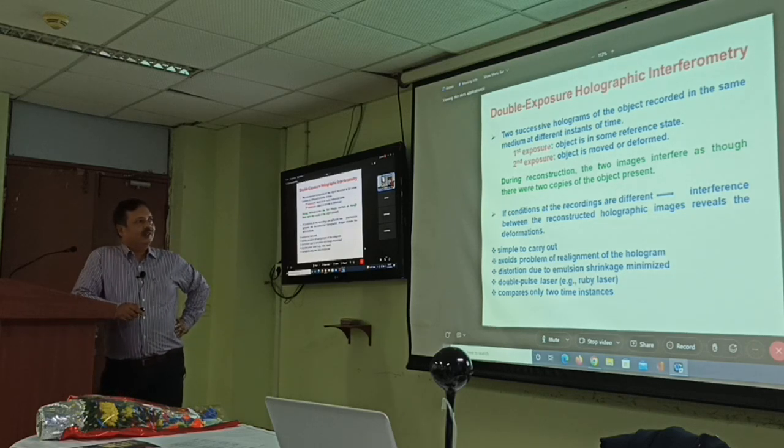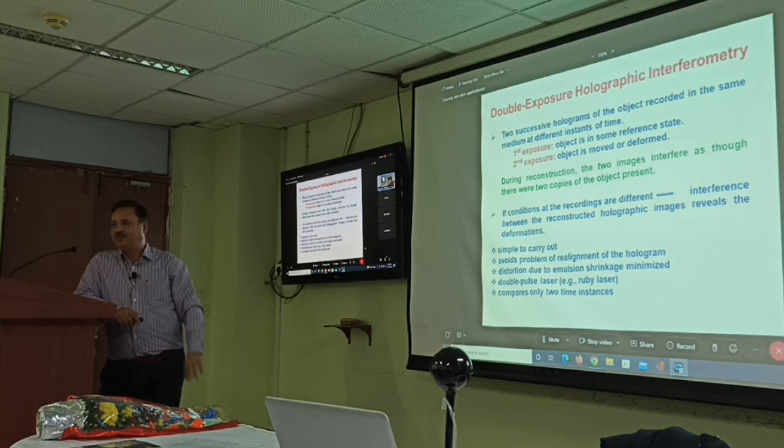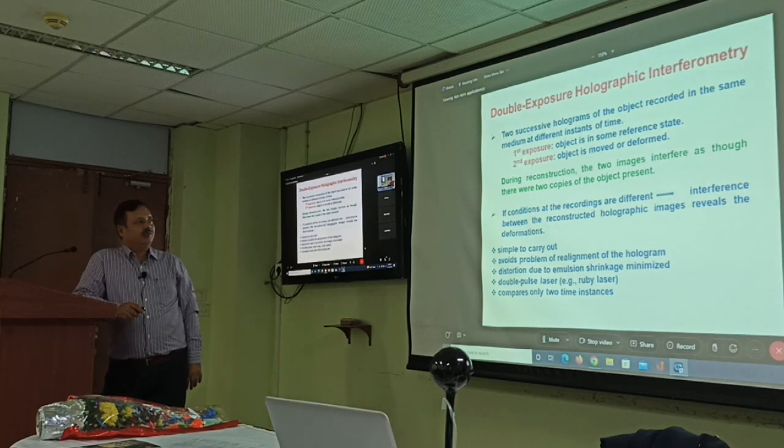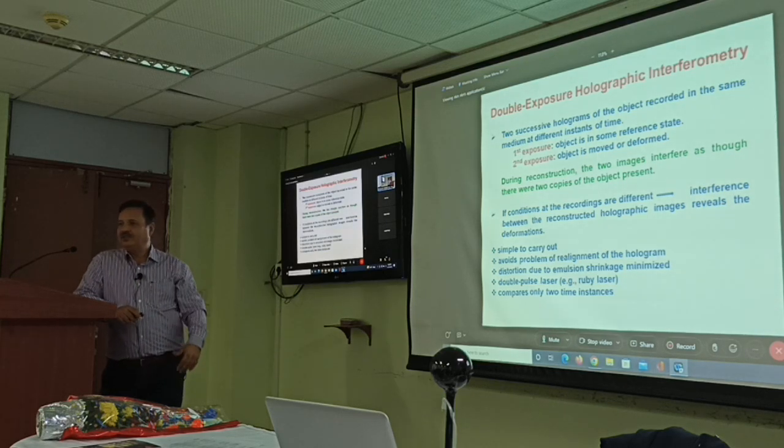So double exposure holographic interferometry, again the same thing that I have explained. Two successive holograms: in the first exposure the object is in some reference state, in the second exposure the object is moved or deformed. When we talk of deformation it can be of any type, tilt, some movement, displacement, everything. So during reconstruction the 2 images interfere as though they were 2 copies of the object. So if conditions at the recordings are different, the interference pattern between the reconstructed holographic images reveals the deformation.